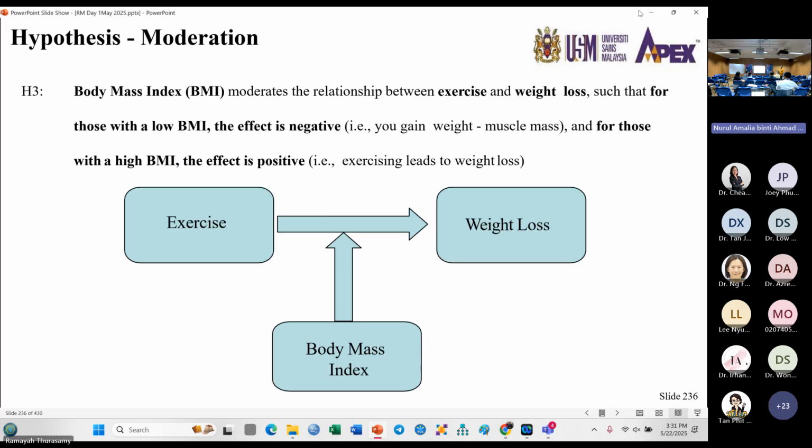The one we don't write is this one, the cross. Body mass index moderates the relationship between exercise and weight loss, such that for those with low BMI, the effect is negative, and for those with a high BMI, the effect is positive. So we have a cross. We can also write hypotheses like this, but you don't write. Most of the time in our area, we write number one or number two. Any question on that hypothesis?